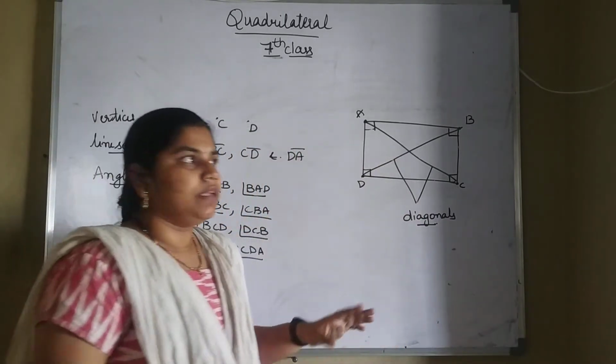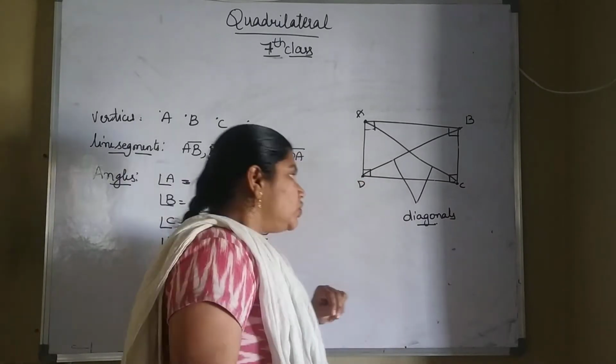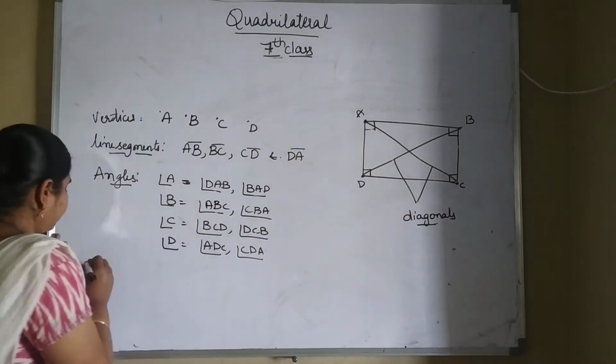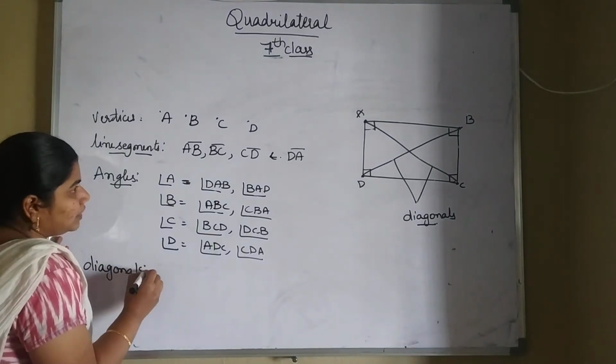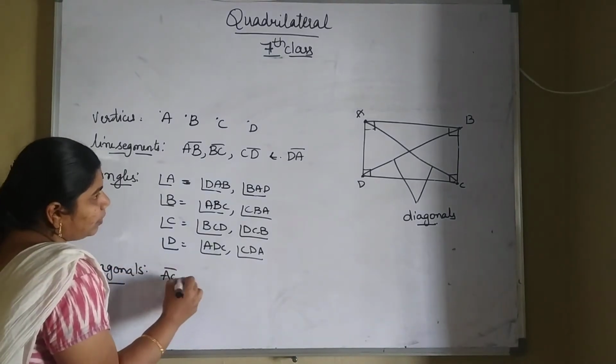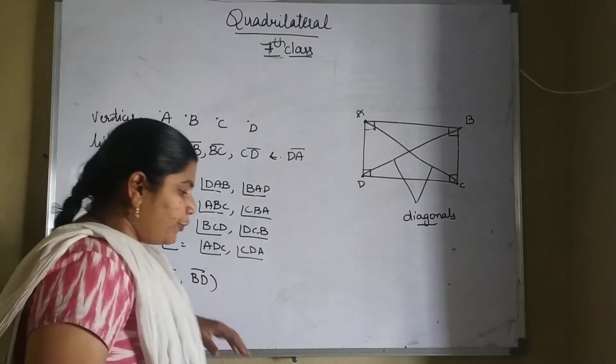So how many diagonals are there in a quadrilateral? Total 2 diagonals are there. So what are the diagonals here? That is the AC line segment and the BD line segment. So these are the 2 diagonals.